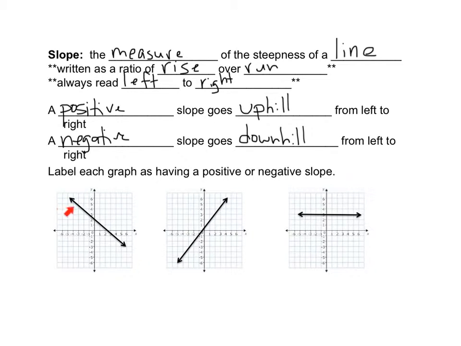Okay, on our first one, as we go left to right, you'll notice that the line is slanting down. So this would be a negative slope. All right, on our next one, you notice that we're going uphill as we move left to right, and this would be a positive slope. And this next one, which kind of just looks like flat ground, there's no slope to it, would be a zero slope, because the measure of its slope would be 0.